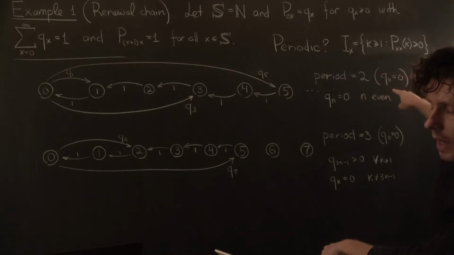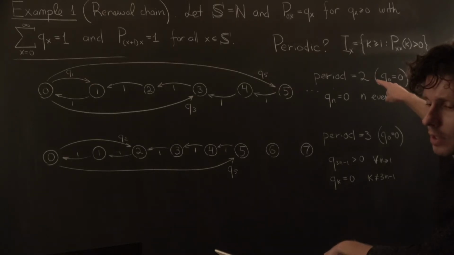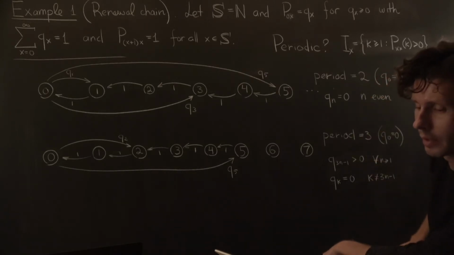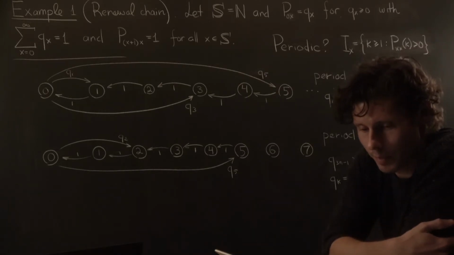In any case, adding a self-transition kills any notion of periodicity. So the quickest way to remove periodicity from a chain is to add a self-transition, and so you have to set Q naught equal to 0 to preclude that.